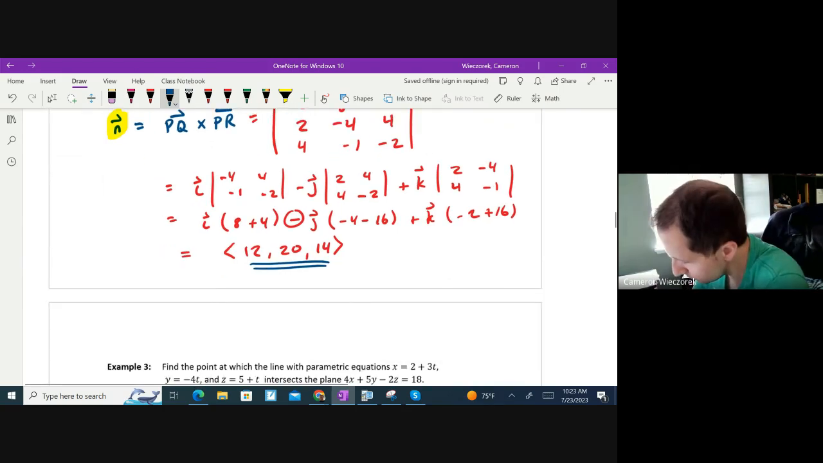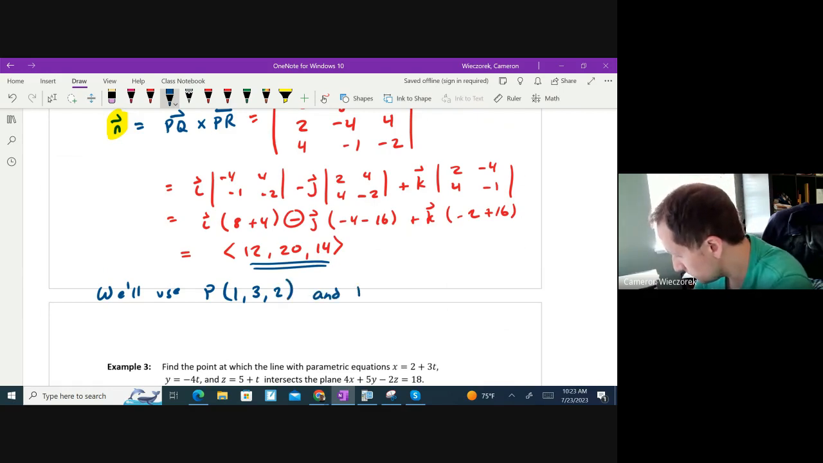Okay? So what do we need? We need a point on the plane. So we'll use P. You could use any of the 3 points. It does not matter. We'll use P and let our normal vector n equal, we could use 12, 20, 14, or we could scale it down in size. It does not matter. Maybe for this case, let's just use the original.